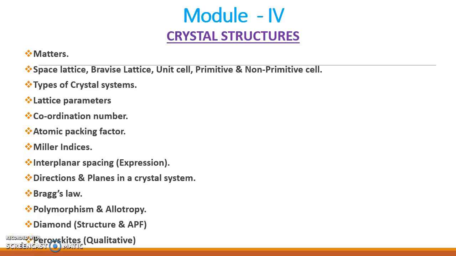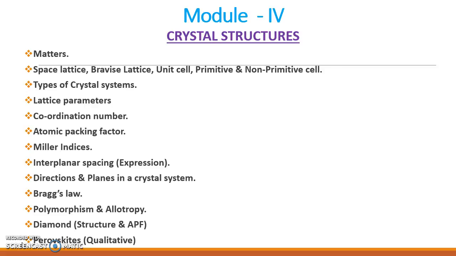Today we will discuss module 4, that is the crystal structures. The outline of the lecture is: first we discuss what thermodynamic matter is, then we define some basic definitions: space lattice, Bravais lattice, unit cell, primitive and non-primitive cell, types of crystal systems, lattice parameters, coordination number, and atomic packing factor.